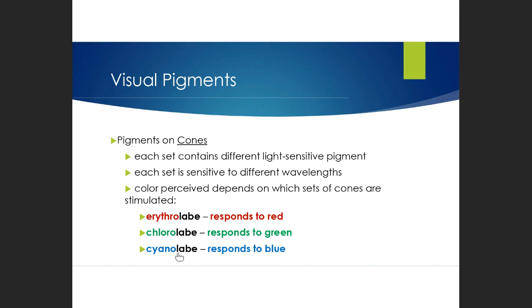Okay, so if you're looking at something purple, your erythrolabe and your cyanolabe cones will be stimulated because red and blue make purple. You will not use your chlorolabe. Your cones that contain chlorolabe will not fire if you're looking at a very purple image, or violaceous, if you will.